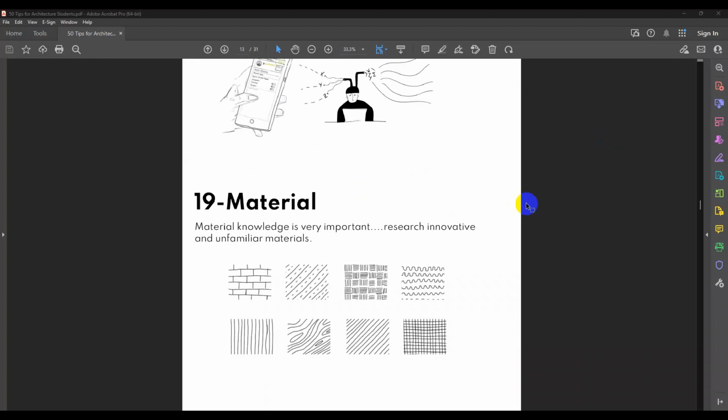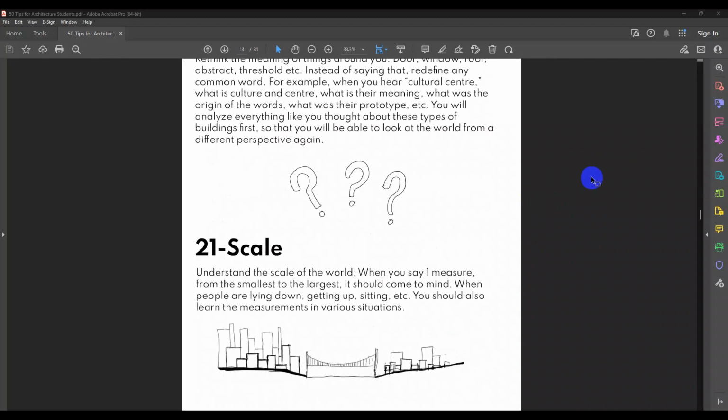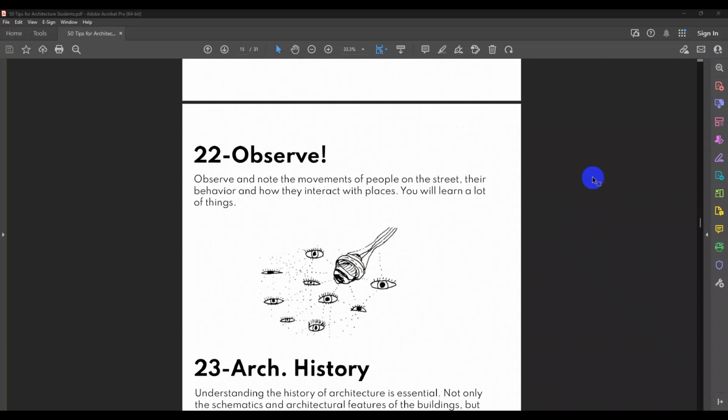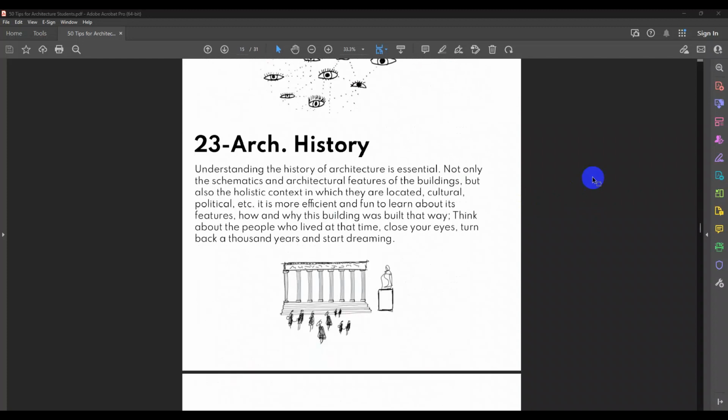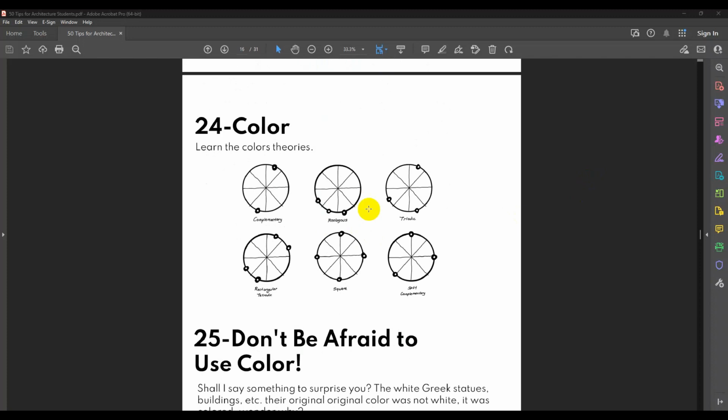19, material. This one is also important. Being an architect, we have to know the new technology, new materials, or some products from another country to improve our design. Okay, and 20, meaning. 21st, scale. 22nd, observe. 23rd, architecture history. 24, color. Yes, this point is also important.